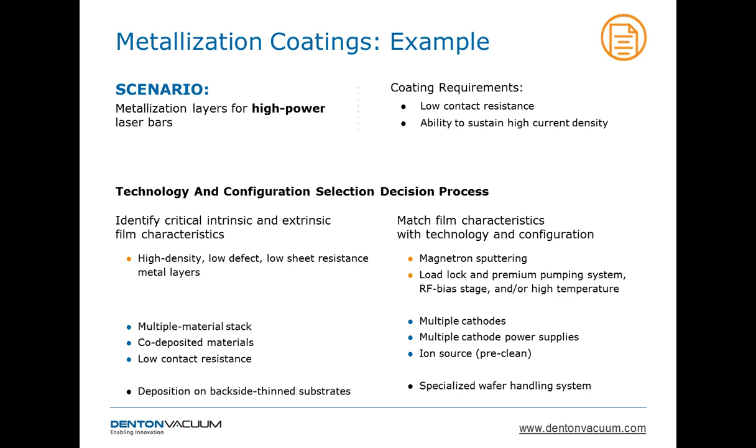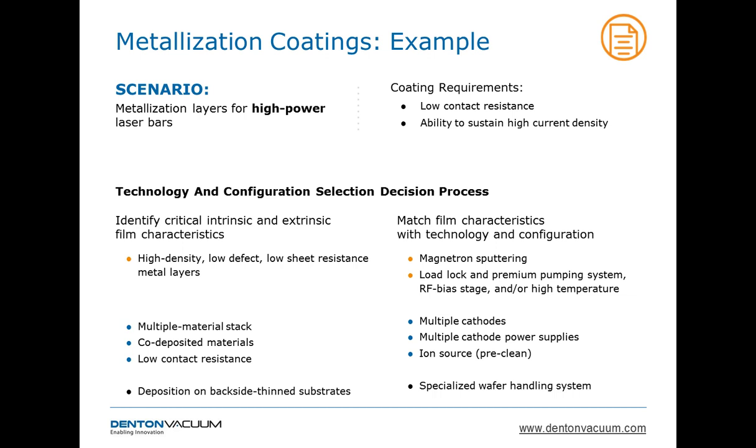So let's go through an example of metallization coating, how the decision process is made for the technology and configuration selection. Let's take a look at the scenario for metallization layers for a high power laser bar. The coating requirements in this case would be low contact resistance, and a key requirement would be the ability to sustain very high current densities.